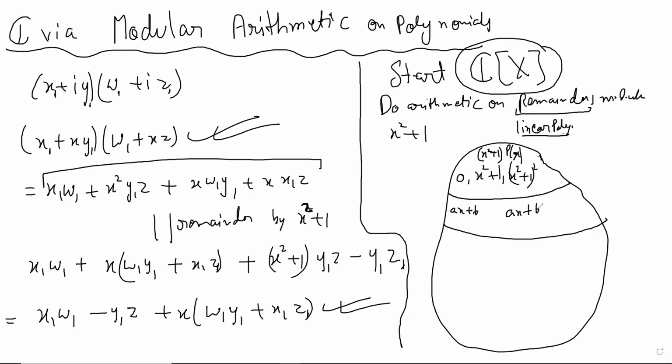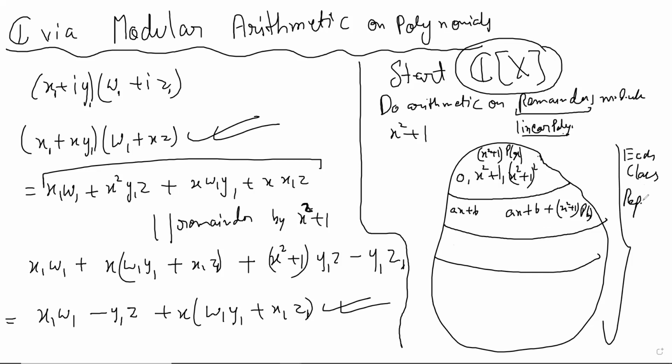So let's come back to this. What will be the class whose remainder is this ax plus b? This will be just all the polynomials which look like this. You divide by x square plus 1, there's a quotient, and the remainder is ax plus b. And similarly, you know that different ax plus b's will give you different classes. So each class represents a remainder.